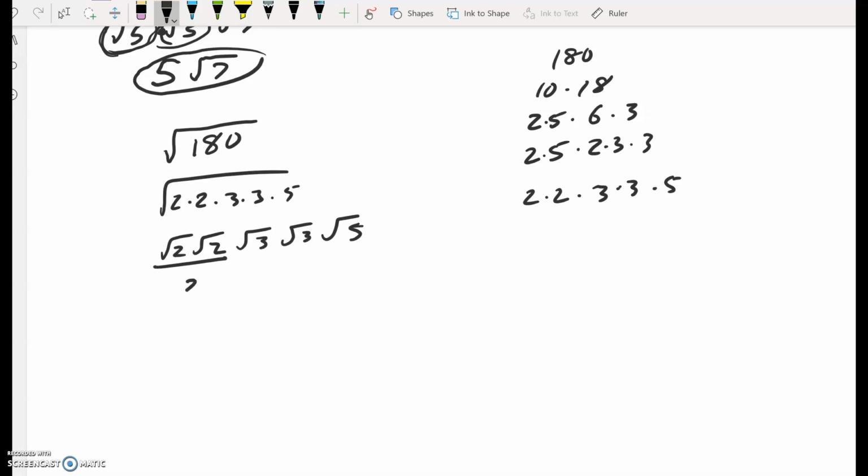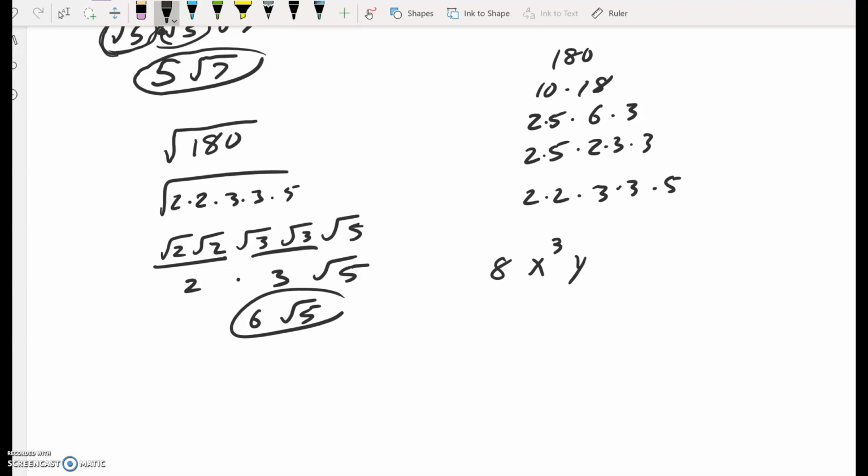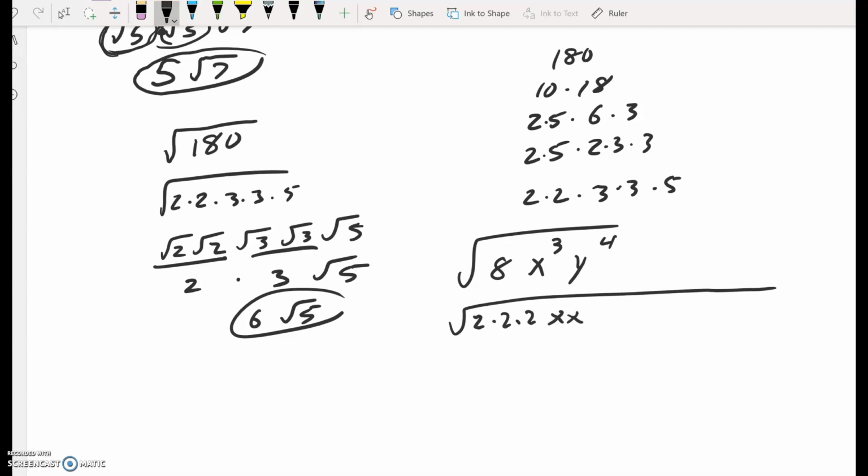This times itself makes a regular 2. This makes a regular 3. This piece is left over, and we have 6 times square root of 5. So let's try a problem that's sort of similar, but let's put in some variables just for the fun of it. So how would we simplify this? First, we would break all the pieces apart. And then we would rewrite it using separate roots.